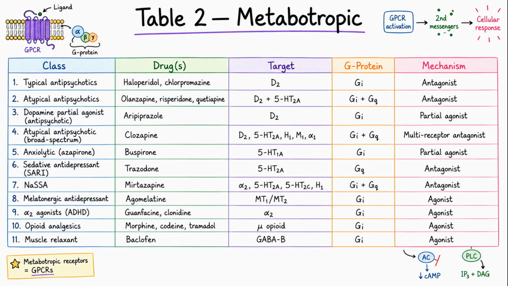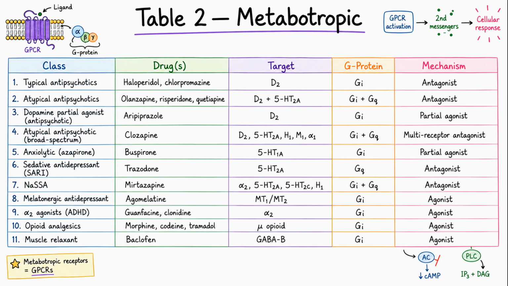Next, everything that works through G-protein coupled receptors with the class named alongside each. Typical antipsychotics block D2 directly. Atypical antipsychotics block D2 and 5-HT2A together. Aripiprazole, still classed as an atypical antipsychotic, is a partial agonist at D2 rather than a full blocker. Clozapine, also an atypical, hits the widest spread. D2, 5-HT2A, histamine, muscarinic and alpha-1. Buspirone, an azapirone anxiolytic, is a partial agonist at 5-HT1A.